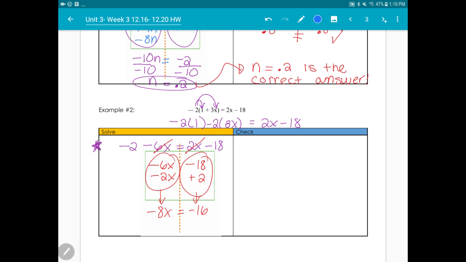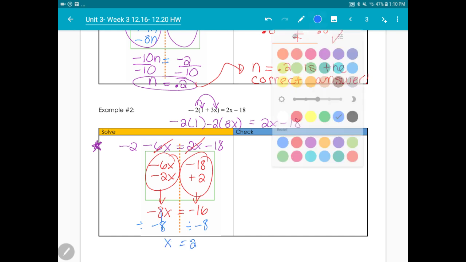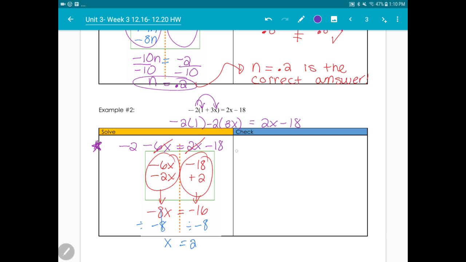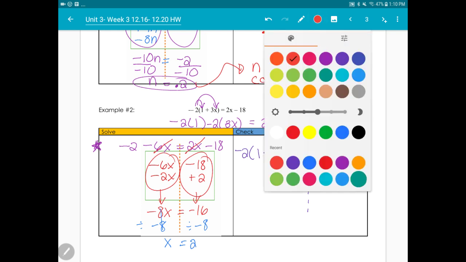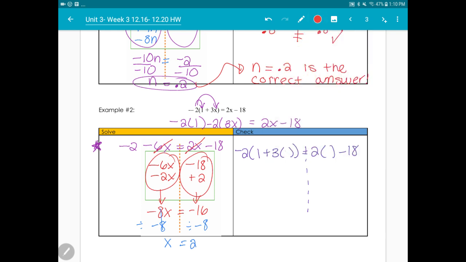And what is our last step? Our last step is to divide the coefficient, so you get x equals 2. All right, same thing with the check here. I'm going to write my original, but instead of an x, I'm going to put parentheses. Inside my parentheses, what am I going to put? I'm going to put 2 because that was our answer. Now I'm just going to check my balance.